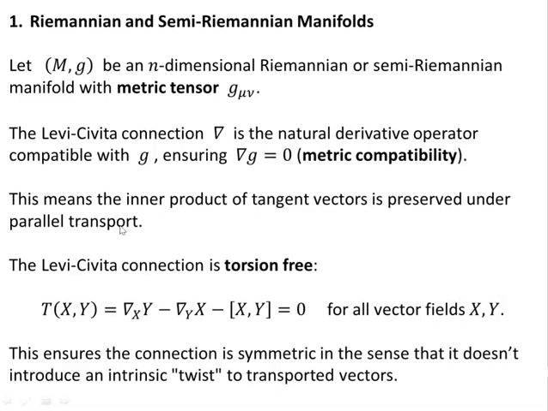Okay. The Levi-Civita connection is also torsion-free. So the torsion of the vector fields X, Y is this object here, for all vector fields X, Y. This ensures the connection is symmetric, in the sense that it does not introduce an intrinsic twist in the transported vectors. So when we use the Christoffel symbols of the second kind, the two lower indices can be interchanged and they're equal to each other. All right, that's it.